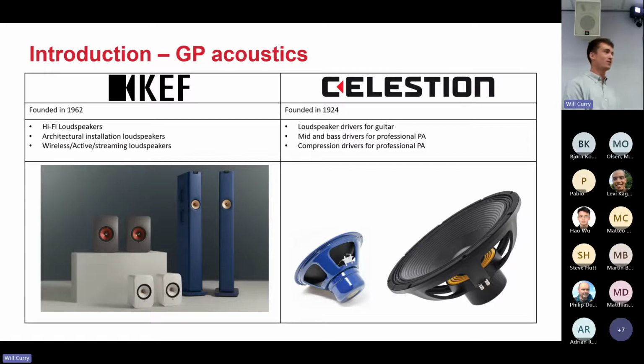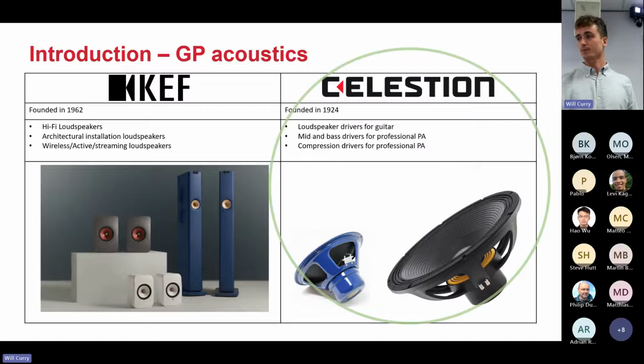So KEF and Celestion are both companies which are part of GP Acoustics. KEF was founded in 1962, and they do hi-fi loudspeakers, architectural installation loudspeakers, and wireless and active streaming loudspeakers. Celestion was founded in 1924. We recently had our 100-year anniversary party, and they do loudspeakers for guitar, drivers for PA, and compression drivers for PA. So it's Celestion which this research is more directed towards, because it's a pro audio project, and it's Celestion that I work for.